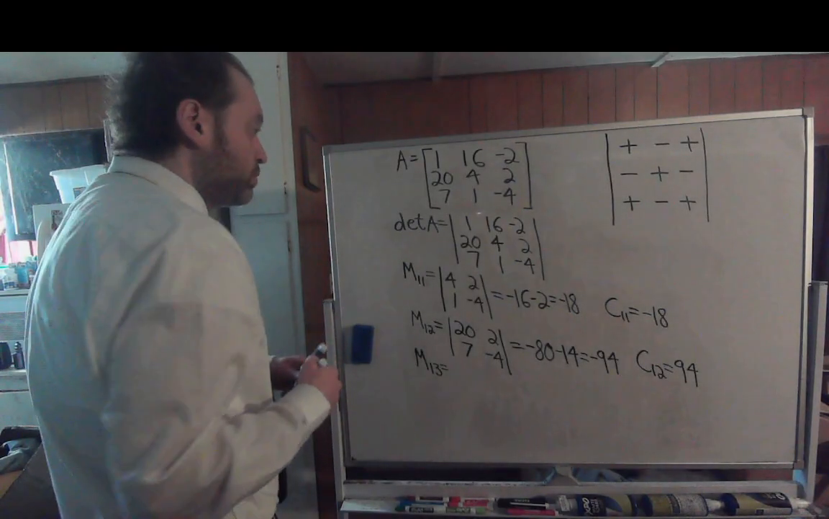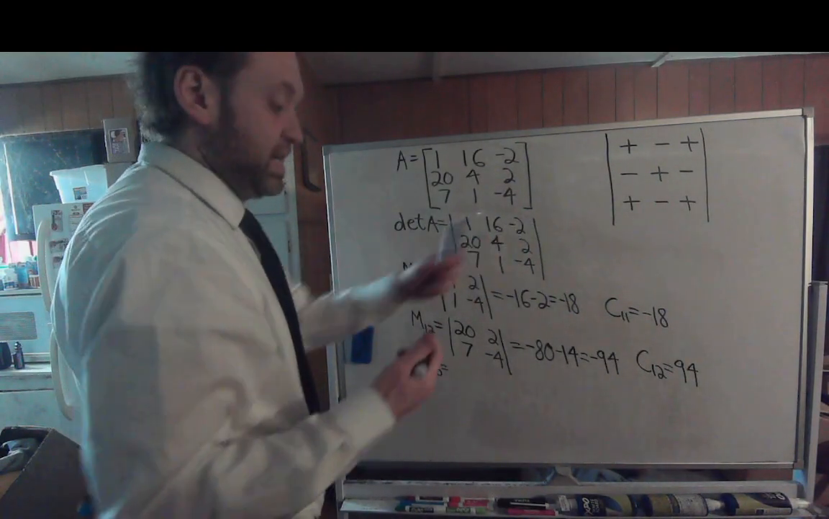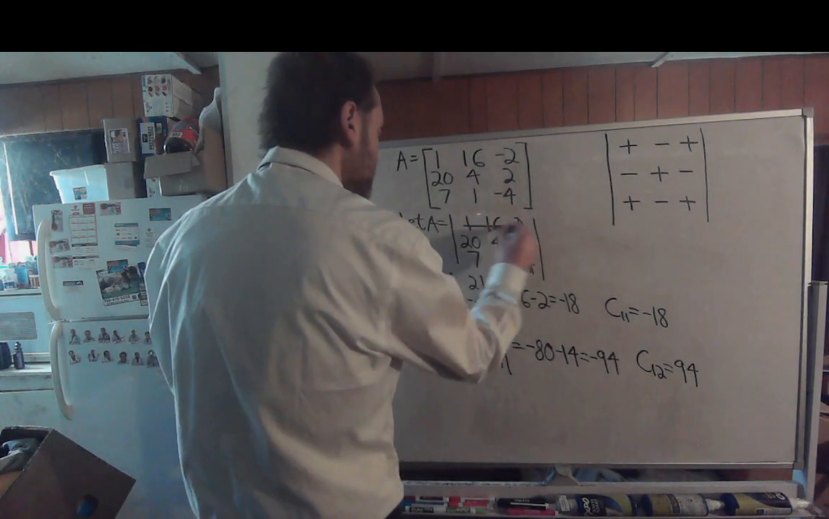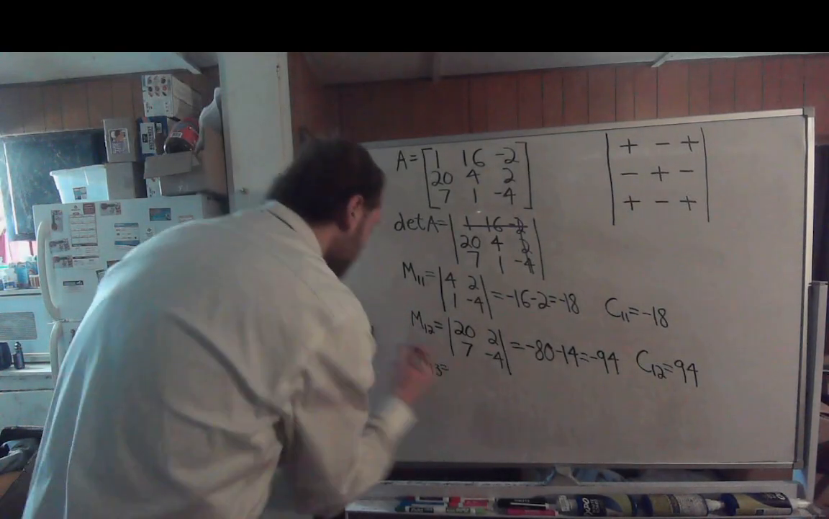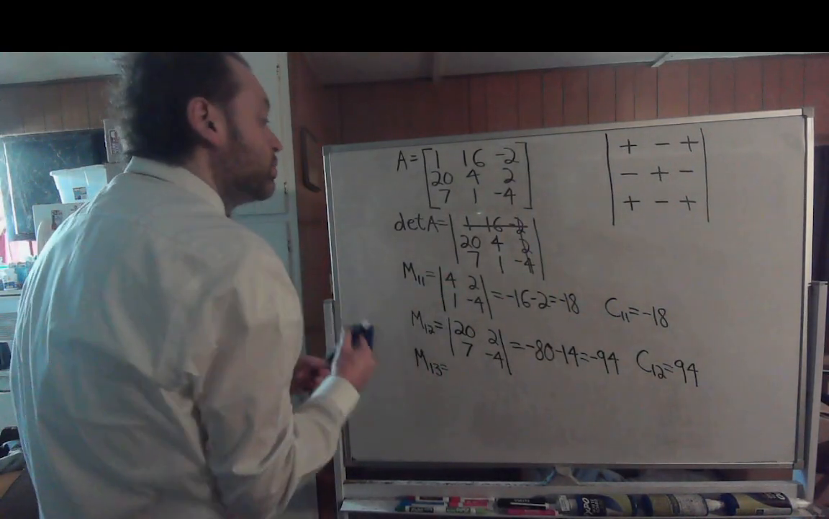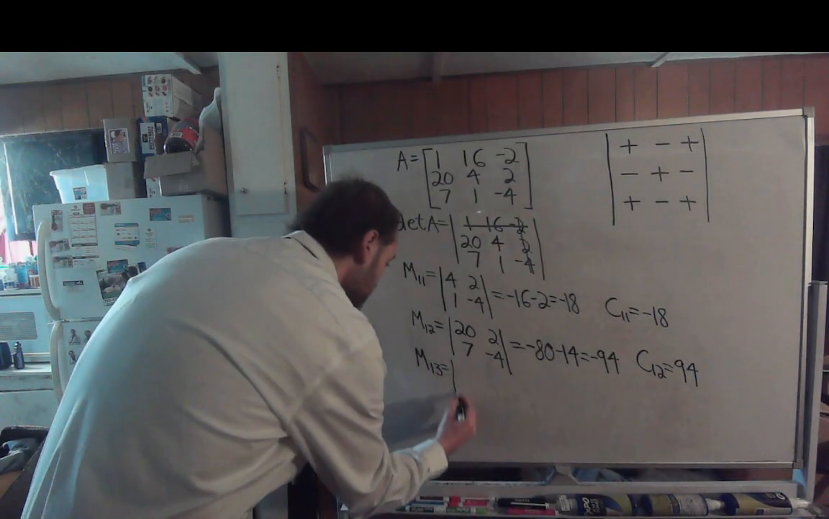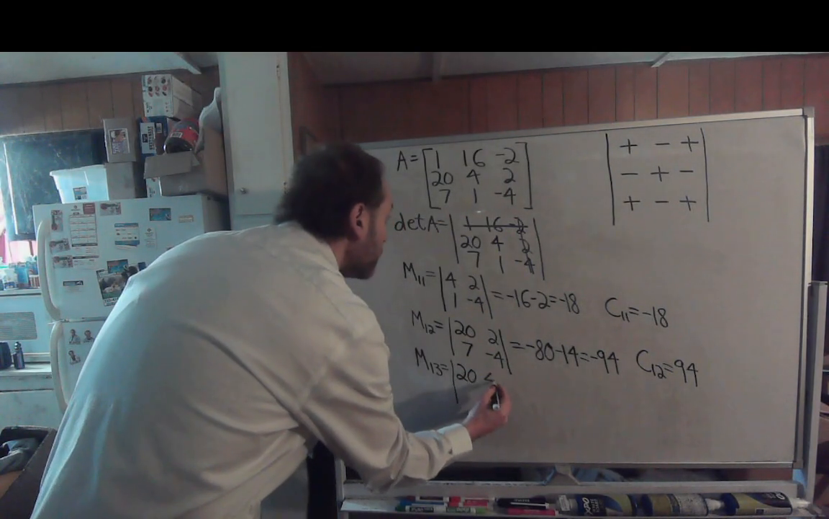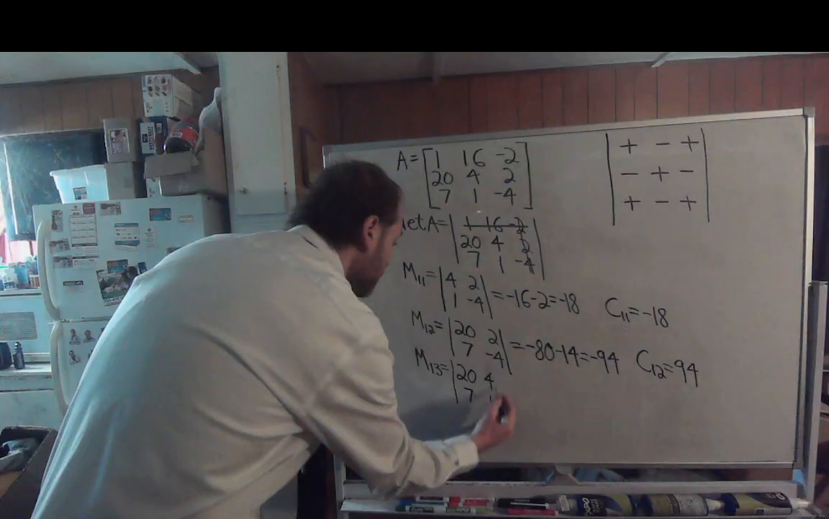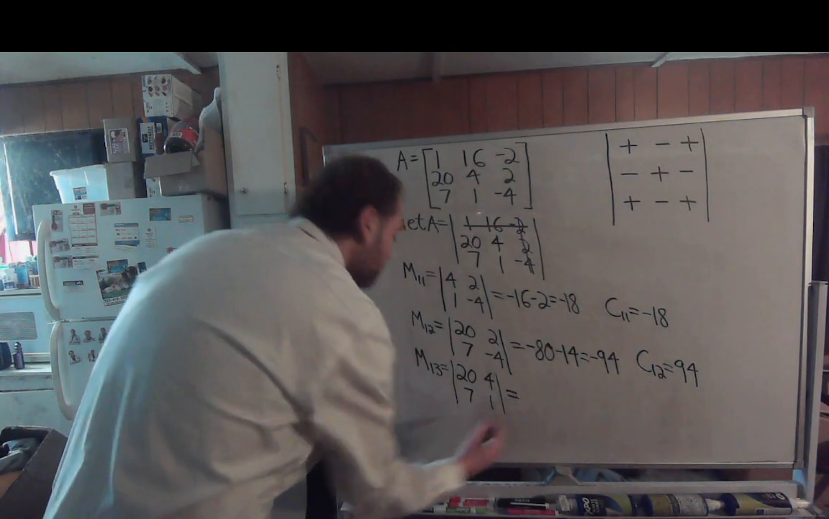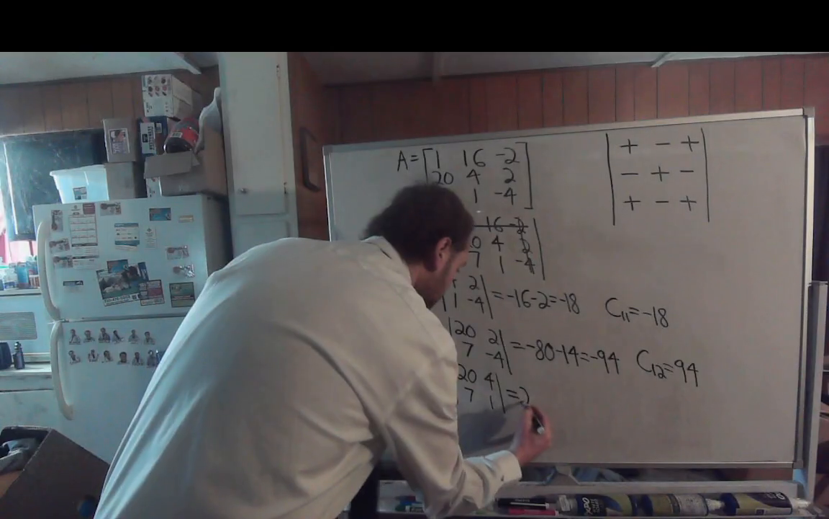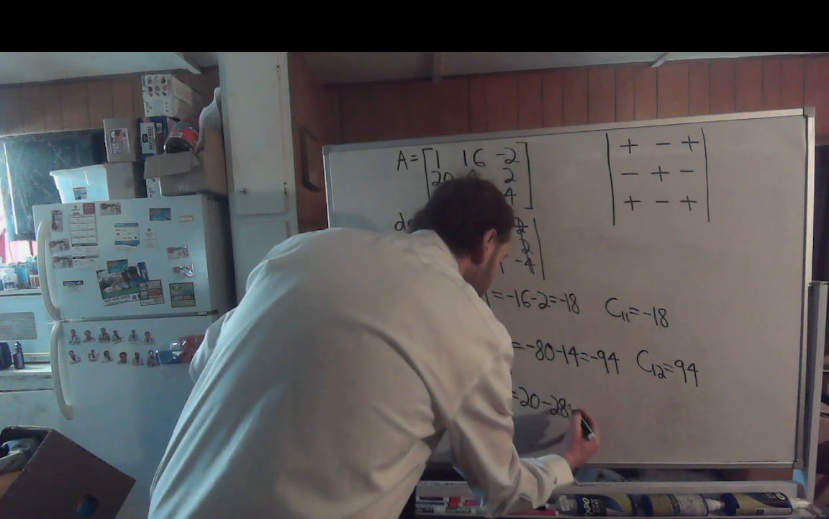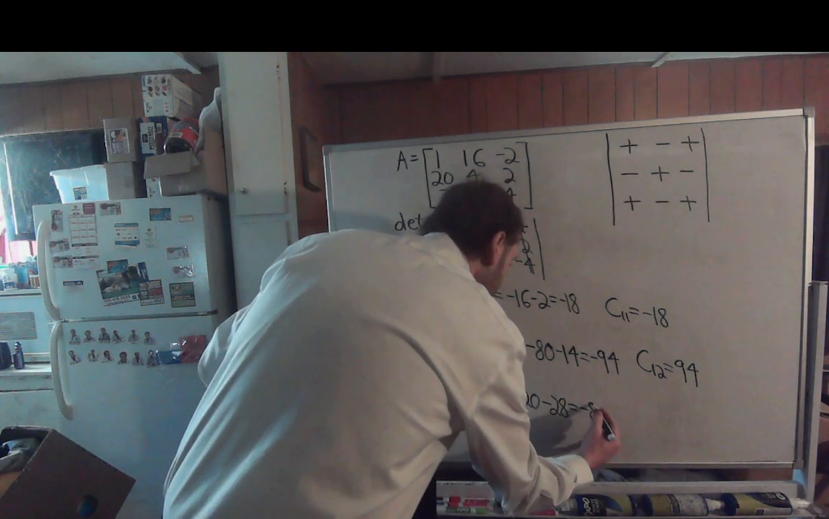Alright, so minor 1, 3 is where that coefficient negative 2 takes place. So just go ahead, strike out the column and row it's in. And your minor 1, 3 is simply the determinant of what's left. So that's going to be the determinant of 20, 4, 7, and 1. Which would be 20 times 1, 20. Minus 4 times 7, which is 28. So 20 minus 28 is negative 8.